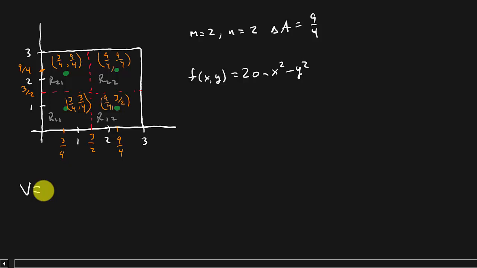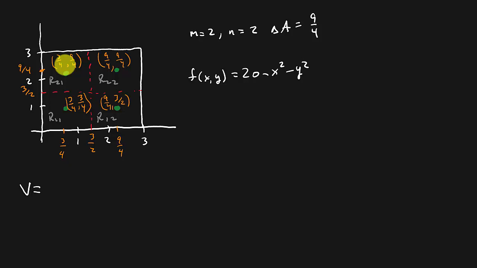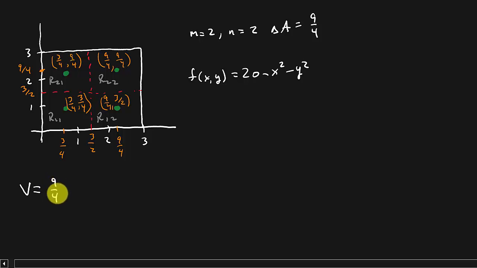All right, so now let's find our volume. Remember, the volume is delta A, which is 9/4, times the height at this point, plus delta A times the height at this point, and so on. Now, remember what we did in the last problem? We factored out that delta A, and that's what I'm going to do here. Then all I have to do is add up the heights.